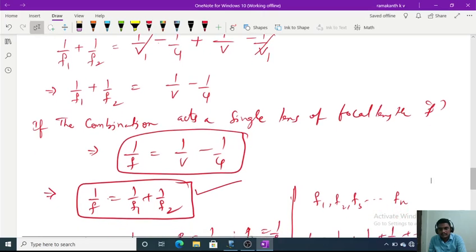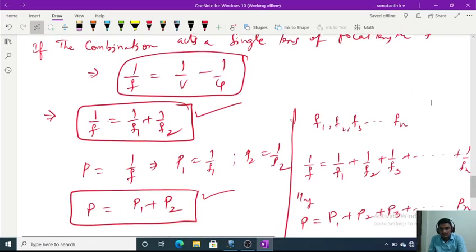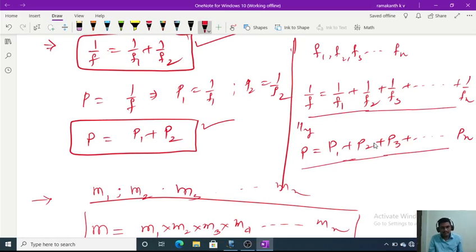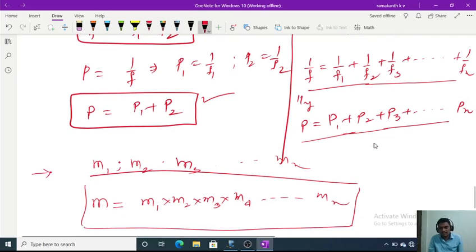Finally, if you write the same expression in terms of power, you get P equals P1 plus P2. For the combination of lenses, we can write this expression as 1 by F equals 1 by F1 plus 1 by F2 and so on. In terms of refracting power, we can write it as P equals P1 plus P2 plus P3 and so on. If M1 is the magnification of the first lens, M2 the magnification of the second lens, and so on, Mn the magnification of the nth lens, the total magnification of the combination can be written as the product of the individual magnifications of the lenses. Okay, this is about the combination of lenses. Thank you.